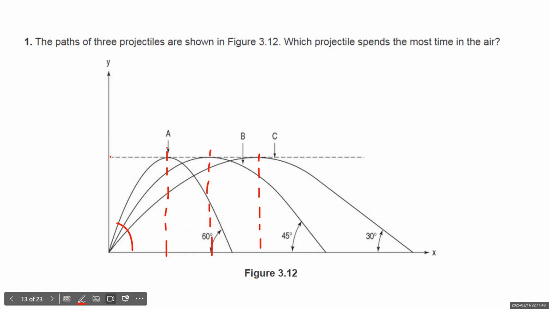Now let's look at this. The peak here is the same for all of them. What does that mean? That means they're going to have the same critical point. At the peak, the velocity in the y direction is going to be 0.